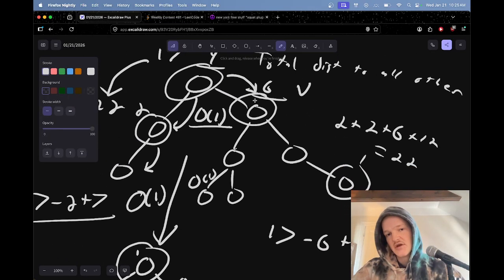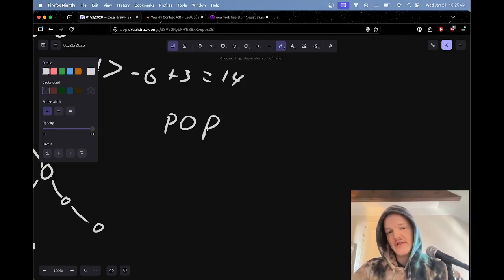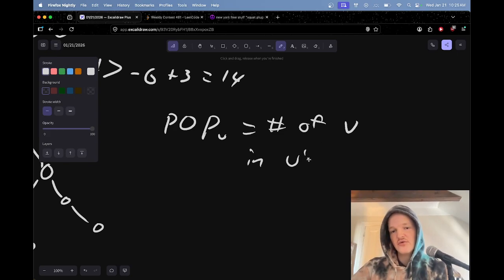Yeah, so that's the basic idea. We just need one auxiliary data structure, which is population at U, the number of V in U's subtree. And then we're good to go.